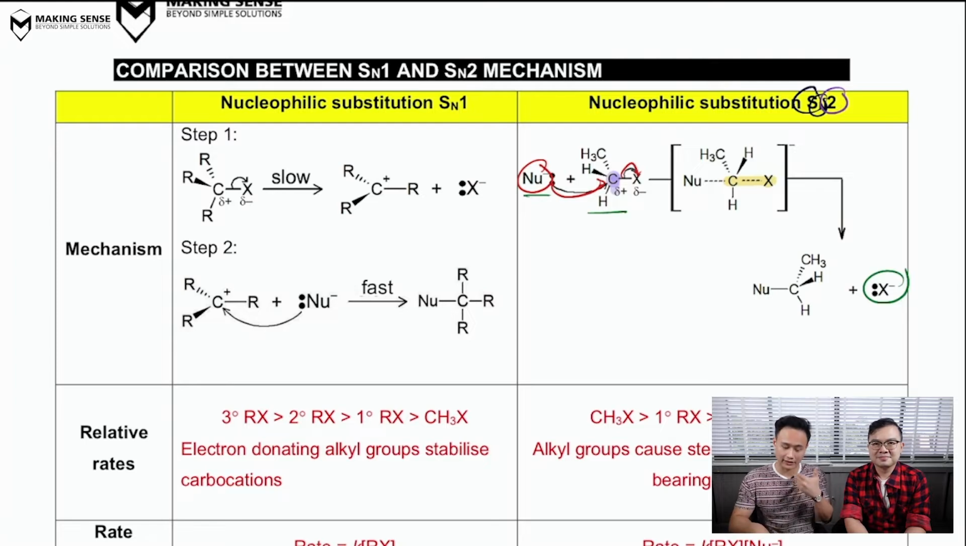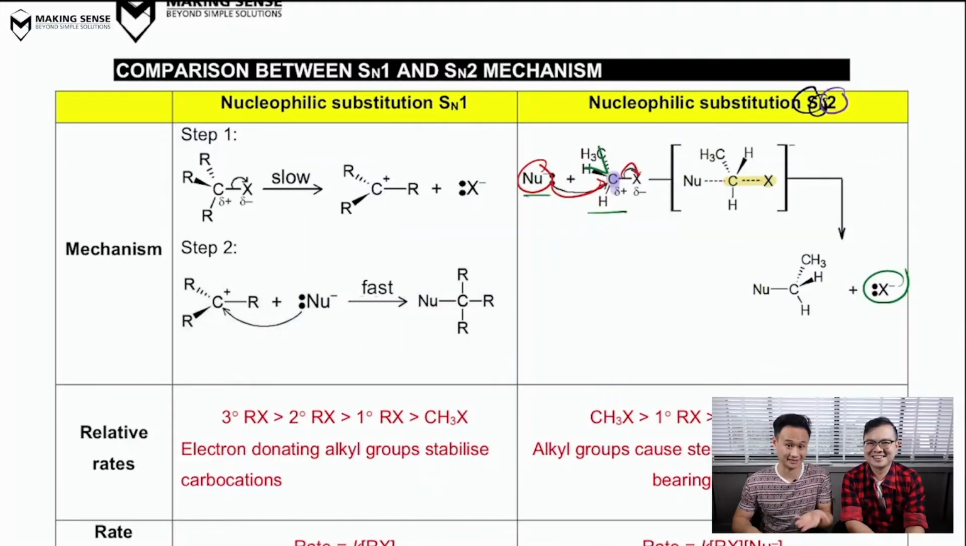Now, this is what we call inversion of configuration, guys. If you look at your reactant, can you see how the configuration was at the beginning like this, and at the end, in the product, it looks like this? So this is where our umbrella has just inverted.